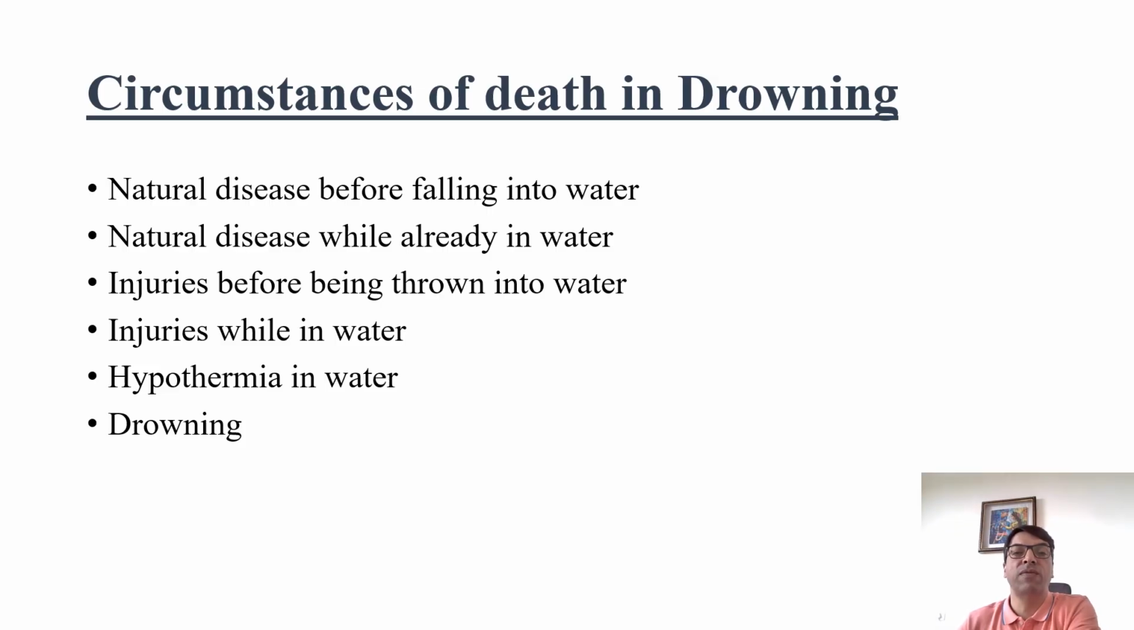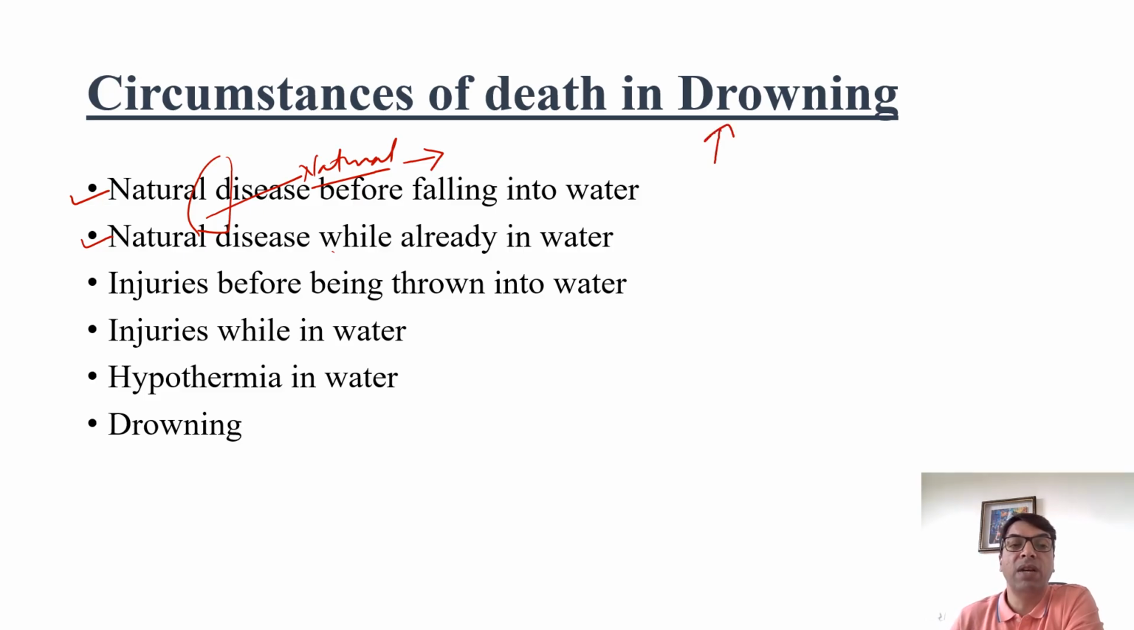Then the circumstances of death in drowning. There are various circumstances of death when it is mixed with drowning. The natural disease which caused the death of the individual before falling in water first, or the natural disease while the individual was already in water. So the individual has already died because of natural disease, but the individual or the police or the agency may try to put the cause of death as drowning.